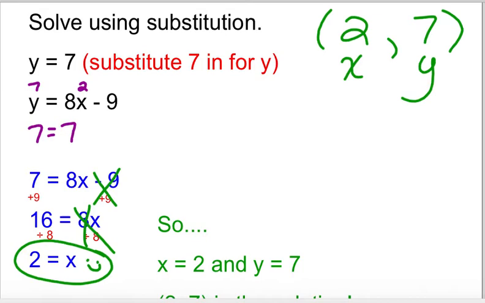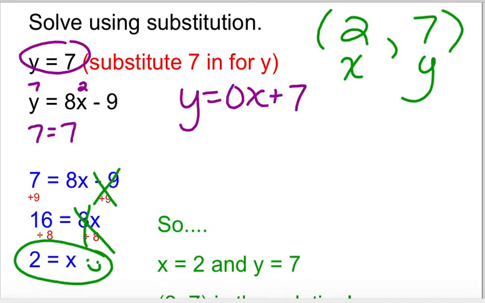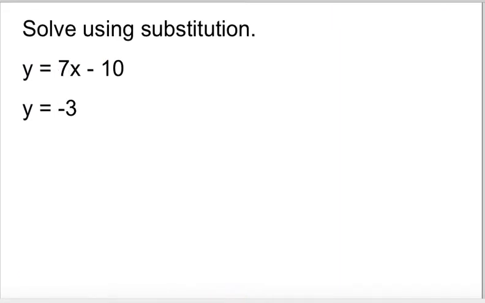And it would work in the other equation as well, right? This equation right here. Put the 2 here, put the 7 here, and it's going to be 7 equals 7. Mathematically, it works. You are finding the x and y value that works for both equations. Okay, let's do another one.